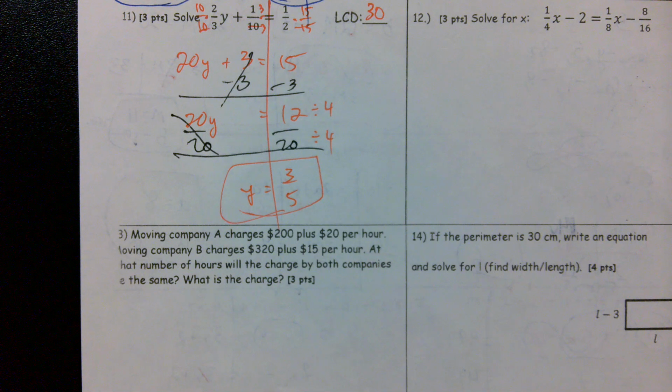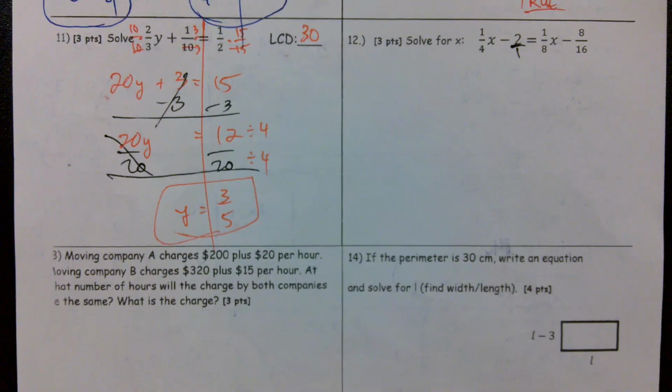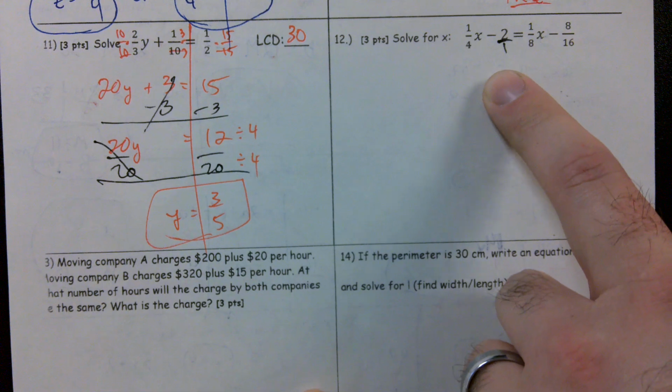Number 12 is a little bit different. What do we have to do first in number 12, even before we find the LCD? Alex, what do we have to do? Turn the -2 into a fraction. Perfect. Over 1. That's right. Every term has to be a fraction. So I'm going to turn my -2 into a fraction over 1. If you forgot to do that, every step after is unfortunately going to be wrong, right?